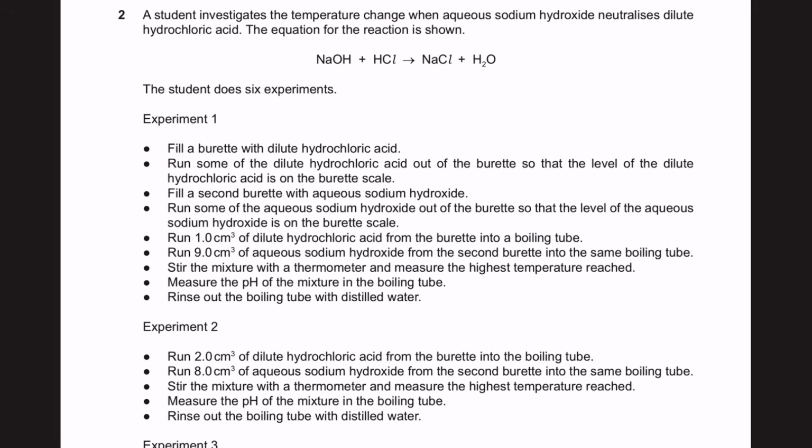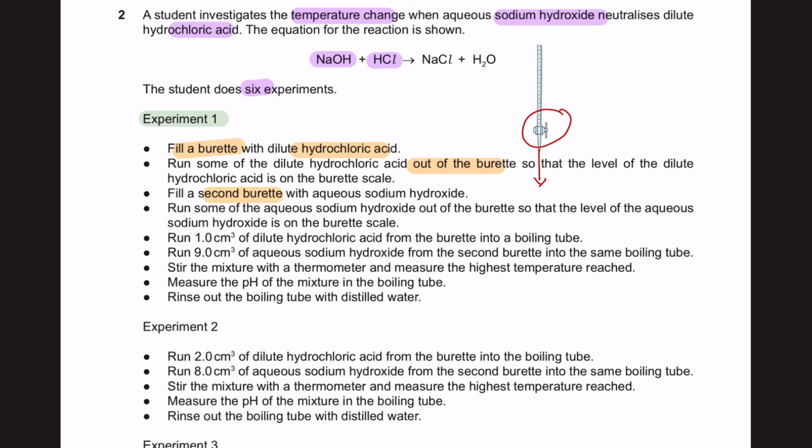Question 2. The student investigates the temperature change when aqueous sodium hydroxide neutralizes dilute hydrochloric acid, and the equation for the reaction is shown below, over here. The student does 6 experiments. Experiment 1. Firstly, the student fills a burette with dilute hydrochloric acid. So this is the burette. And then the student runs some of the dilute hydrochloric acid out of the burette. So it was run out so that the level of the dilute hydrochloric acid is on the burette scale.